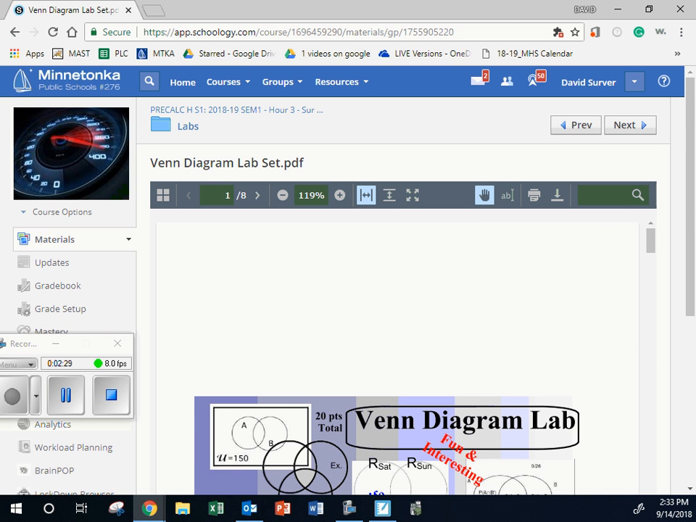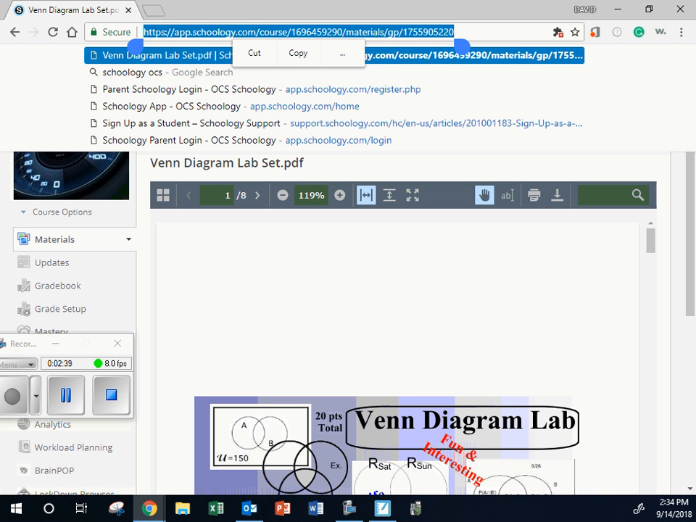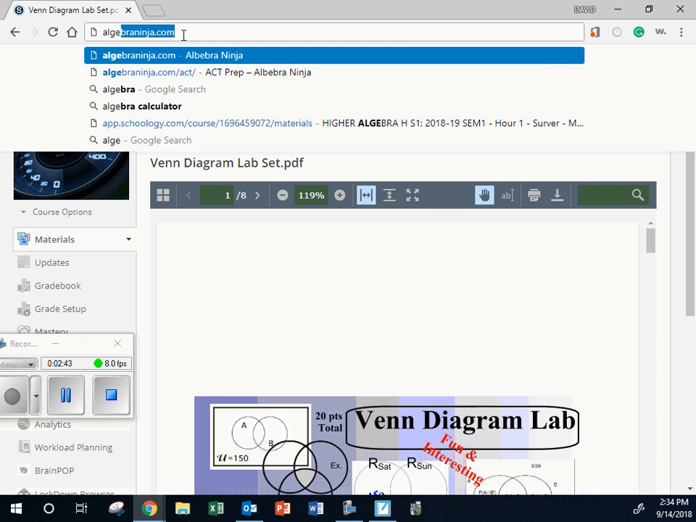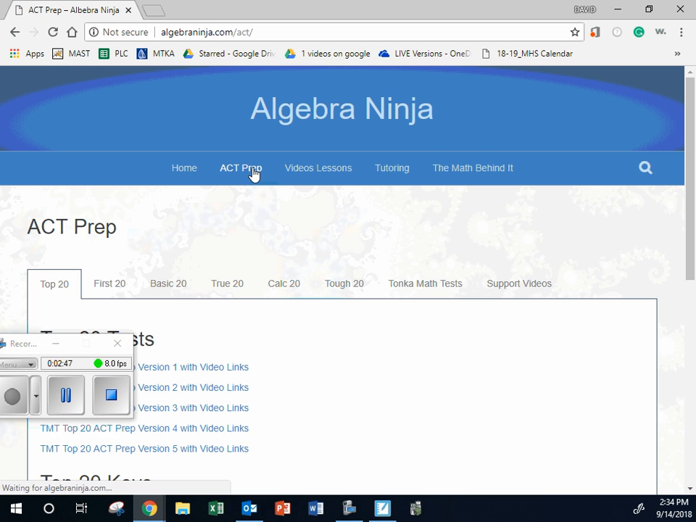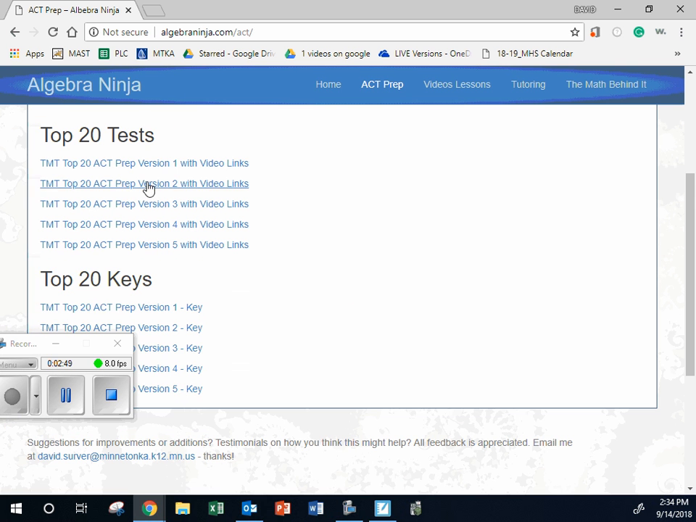One more thing is you need to take a top 20. Remember that that's at algebraninja.com. If you go and type Algebra Ninja up here, I'll remind you where the top 20s are. At algebraninja.com, you go under ACT Prep, Top 20. I would do a practice one because the top 20 is happening again on Monday. And that's all I have for you for today.